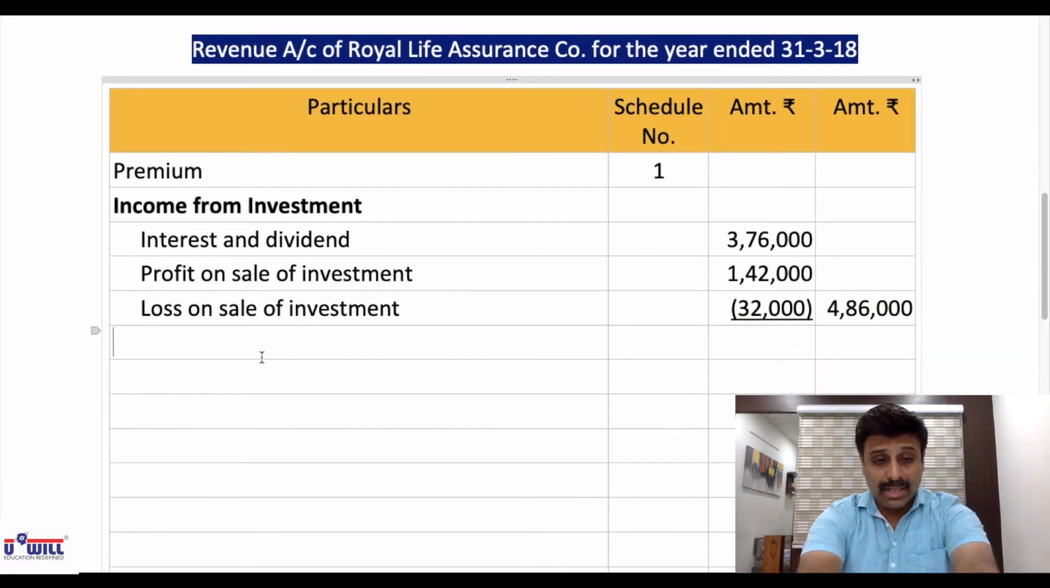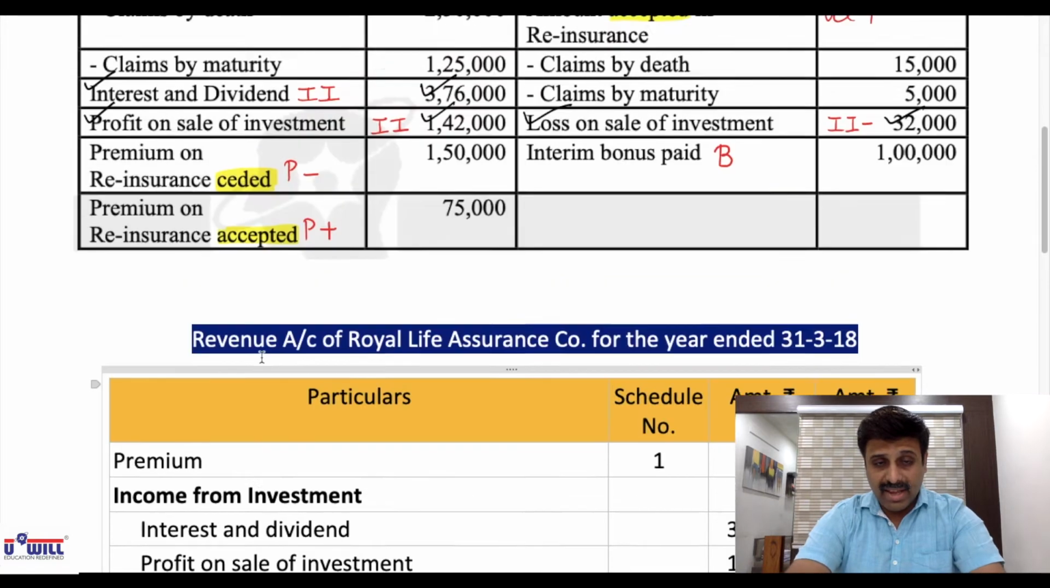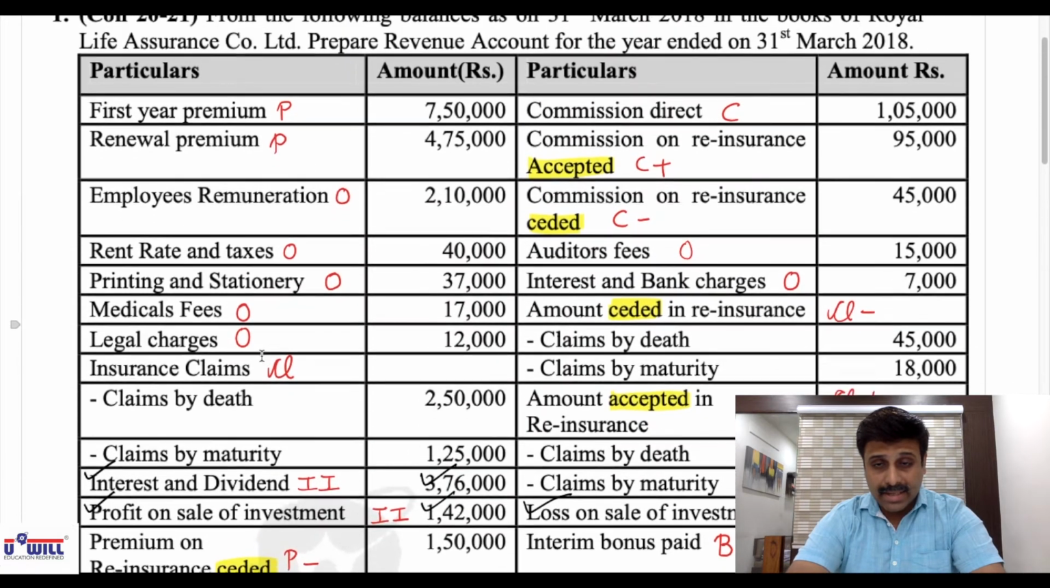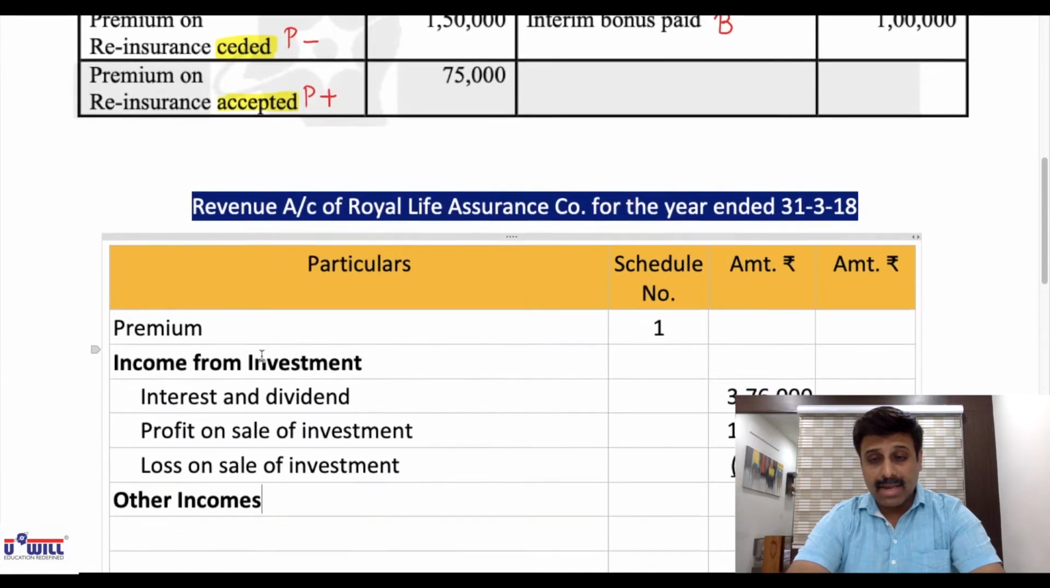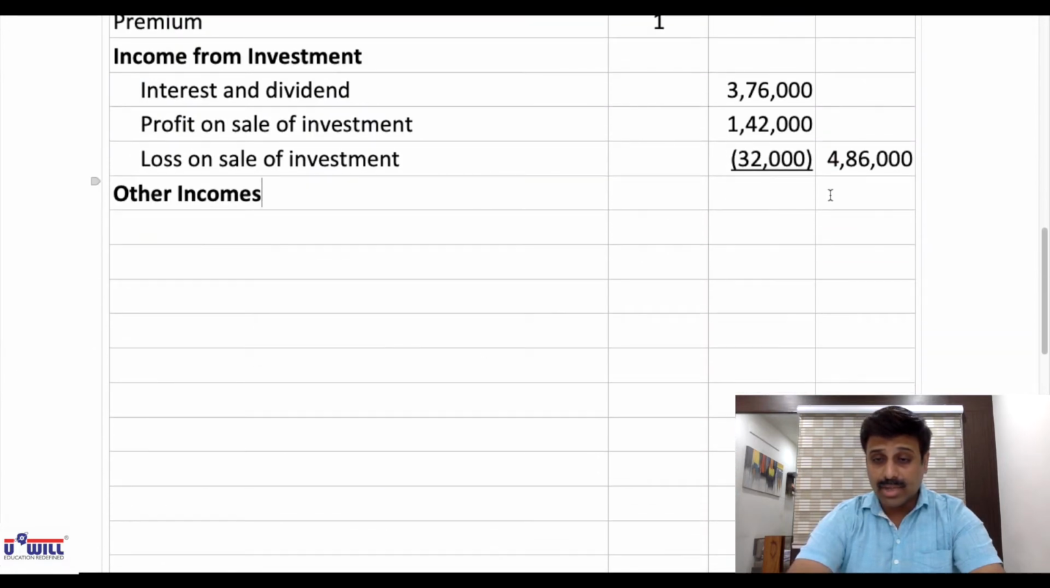Next, we will show other incomes. Now, do we have any item marked as OI, other incomes? No items are marked as other incomes, otherwise we would directly show them here itself, so we'll mark it as nil. And then we will have total A.